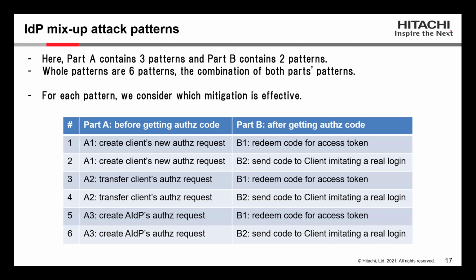Here, I organized the whole IDP mix-up attack patterns. Part A contains 3 patterns, and Part B contains 2 patterns. Then the whole patterns are 6 patterns, the combination of both parts' patterns. From the next, for each pattern, we consider which mitigation is effective.